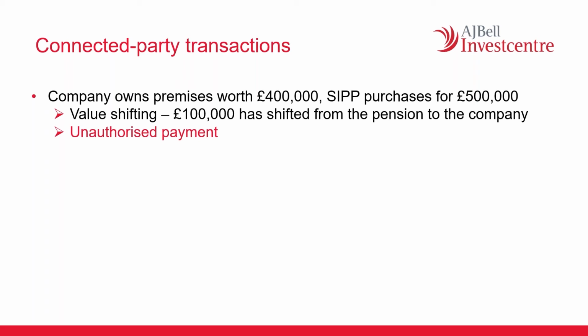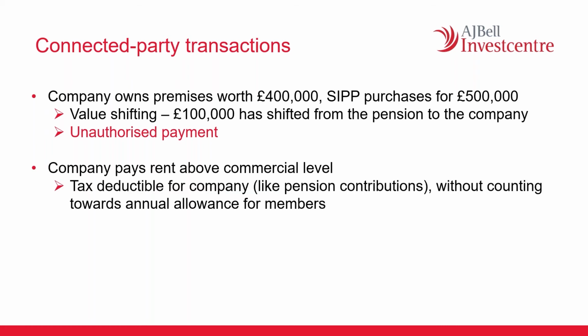We can also have unauthorised payments in both directions. It's both over and underpayment. So for example, if the company pays rent above the commercial level, so above the level that the surveyor said is appropriate for that property. Now you may think that actually the pension scheme is benefiting from that because there's more money going into the pension. Boosting pension funds, is that going to be against pension rules? Well, the answer is yes, you still have issues with it.